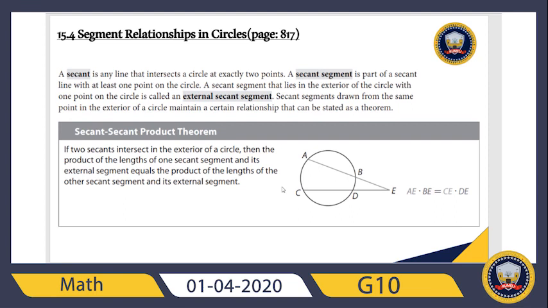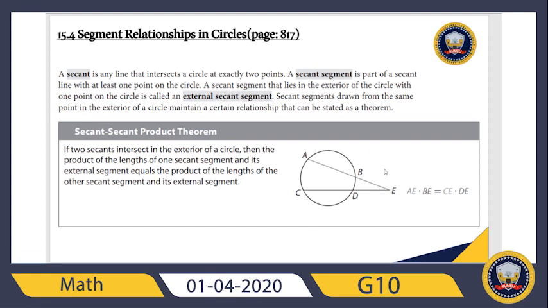So, the secant product theorem says in a circle when you have 2 secants that intersect outside the circle, then you have AE times BE equals CE times DE.